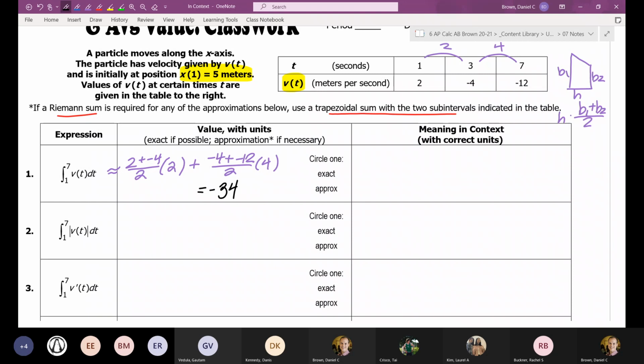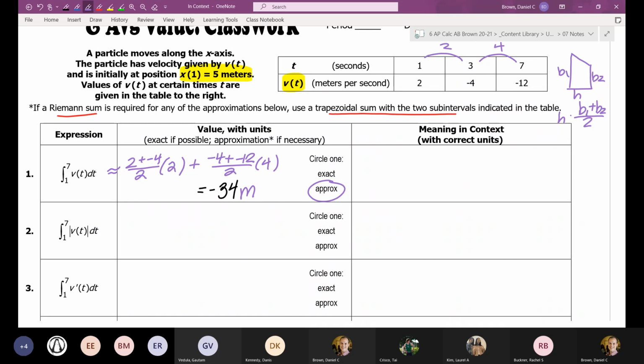So before we explain it in context, let's see if we can just figure out what the units of that -34 would be. What would be the units of that -34? Meters. Again, pretty easy to think. If we're integrating velocity, then I know that this would be in terms of meters. Is that the exact or the approximate value of that integral? The approximate. We use a Riemann sum. Riemann sums are always approximations. So that's usually the first half of these problems.